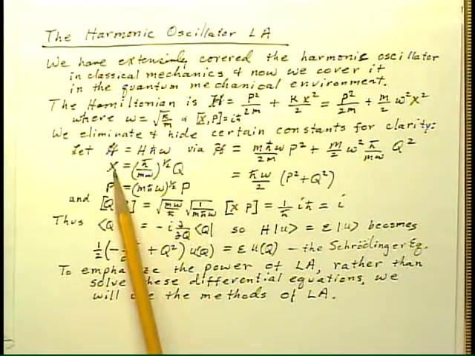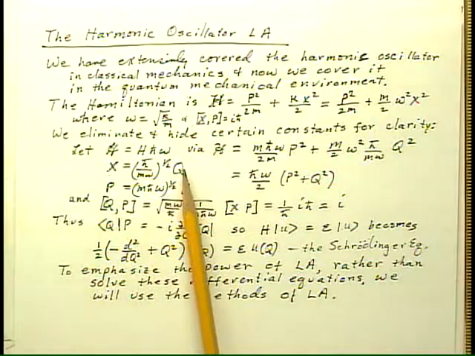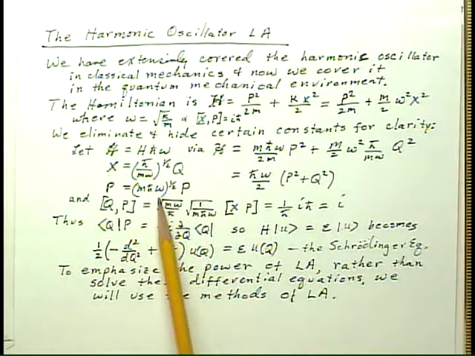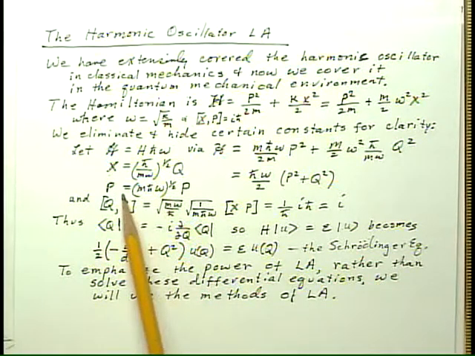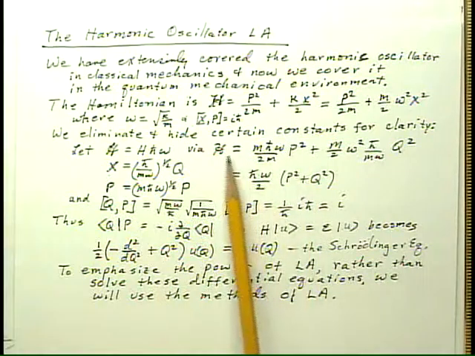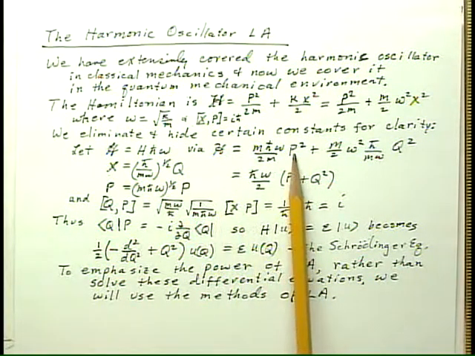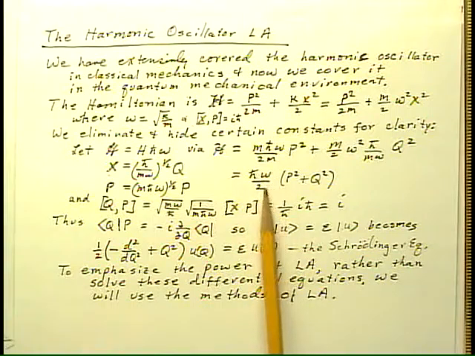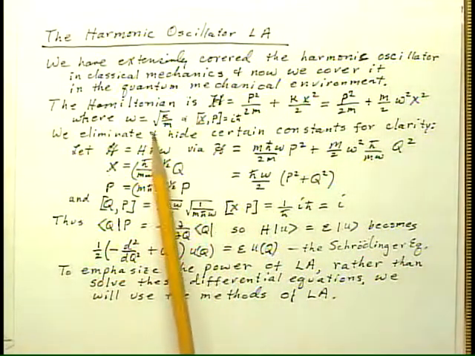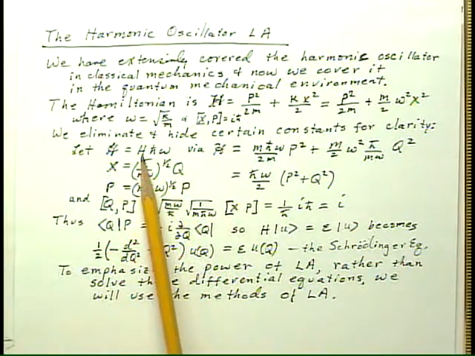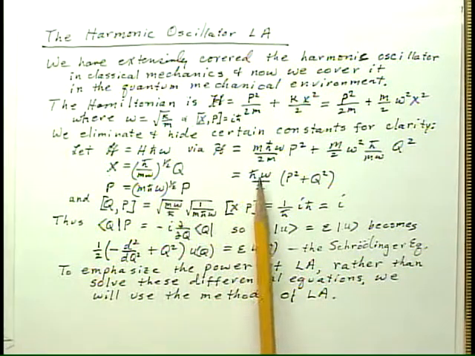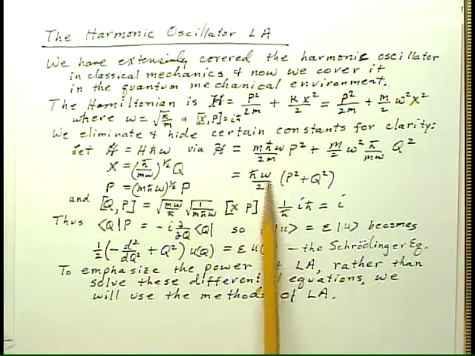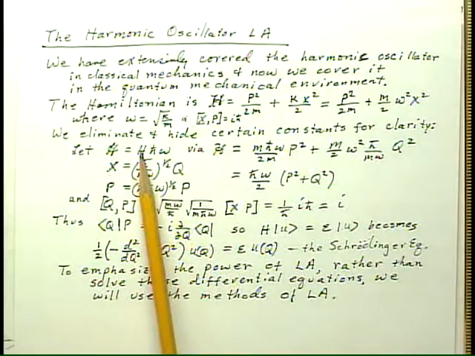We then defined 2 new variables, x and p, in terms of capital Q and capital P, new position and new momenta, by these factors. We resolve these 2 equations, substitute them in here, and we get the following equation for script H in terms of capital P and capital Q, which reduces down to this equation here. And we write this as script H is capital H times h bar omega. So we pull this h bar omega out, and this other 1/2 P squared plus Q squared becomes our H.